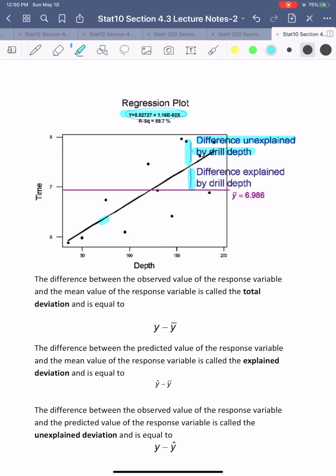The difference between the observed value of the response variable and the mean value of the response variable is called the total deviation, which is this. The difference between the predicted value and the mean value is what we call the explained deviation. And the difference between the observed value of the response variable and the predicted value is what we call the unexplained deviation.